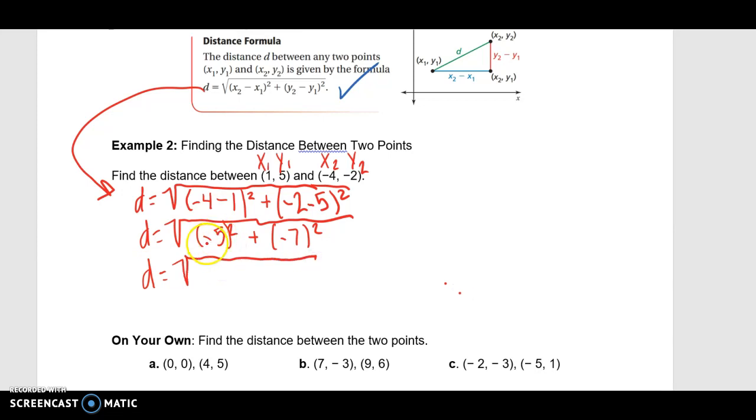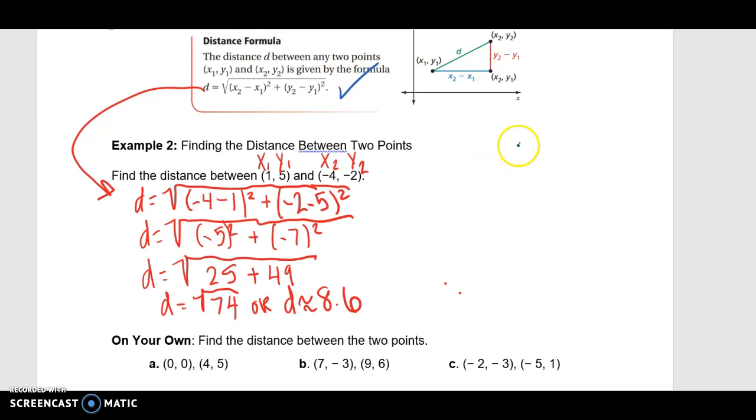And now I'm going to do -5 squared, which will give me 25. -7 squared will give me 49. And I'm left with the square root of 74. Since the square root of 74 is not a perfect square, I can just leave it the way it is. Or if you really wanted to, you could put it in decimal form. The square root of 74 as a decimal is about 8.6. So either way works.